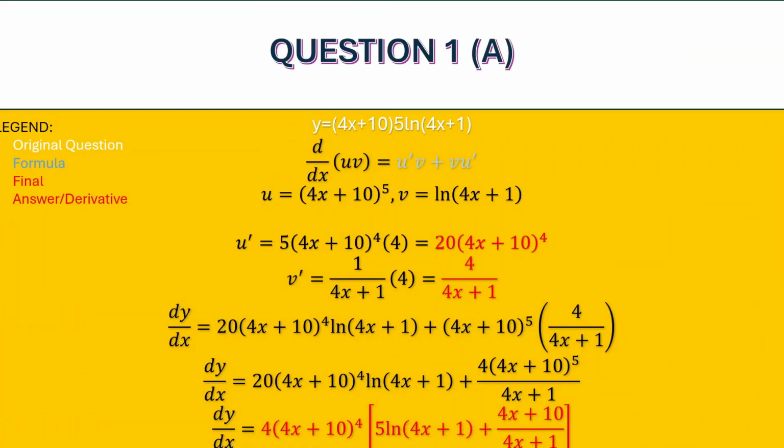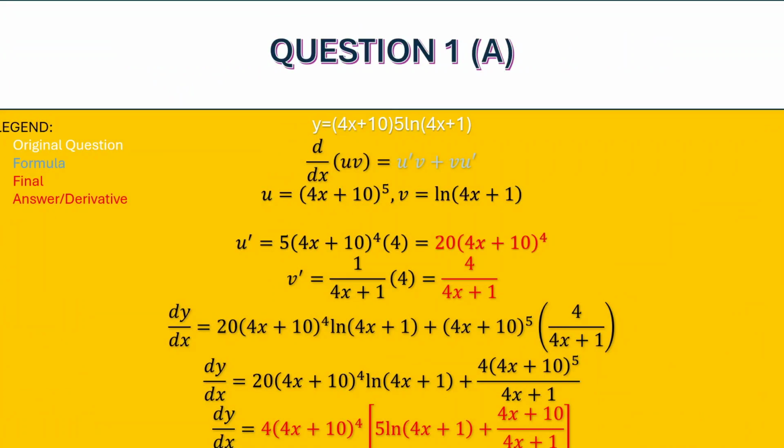Next, we differentiate u. We use the chain rule because there is a function inside the bracket. So u prime will equal 20(4x + 10)^4, which we already simplified. Now, we move forward to differentiate v, which is ln(4x + 1). The derivative of ln x is 1 over x, and again, we use the chain rule. So we will get 4 over (4x + 1).